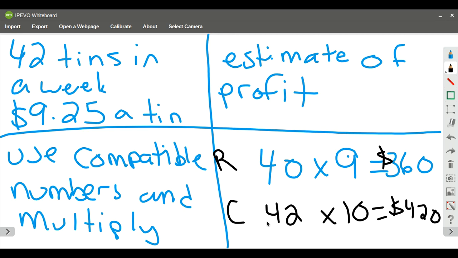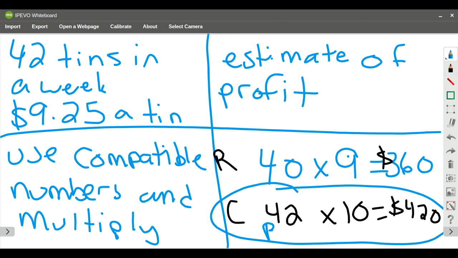compatible numbers. Well, the rounding, $9 is closer to $9.25 than $10 is. It's 25 cents away. $10 is 75 cents away. But the 42 didn't change. So my compatible number is actually going to be the best estimate because the two values are closer to the original amounts than the 40 times 9.